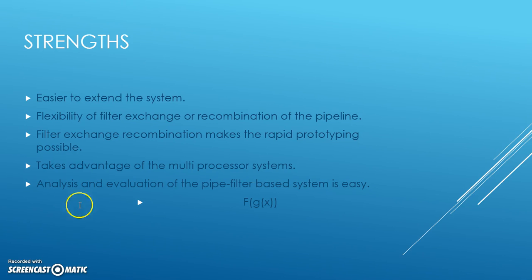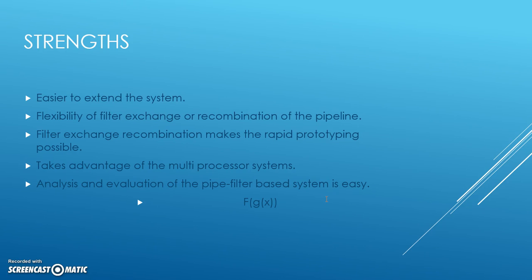All of these architectures have a few strengths and weaknesses depending on the type of system they are applied to. The first advantage of the pipe and filter architecture is that it is easier to extend the systems. It is very easy to add new filters to the system. Another advantage is that they provide flexibility of filter exchange and recombination. As long as the interface is the same, we can add new filters, exchange existing filters, and recombine the filters to produce new pipelines. This provides another advantage: you can make rapid prototypes by just exchanging or recombining filters to produce different outputs and different pipelines.